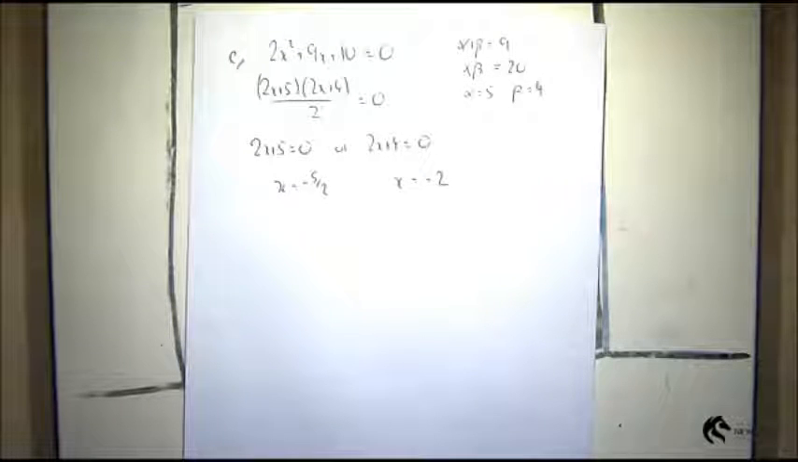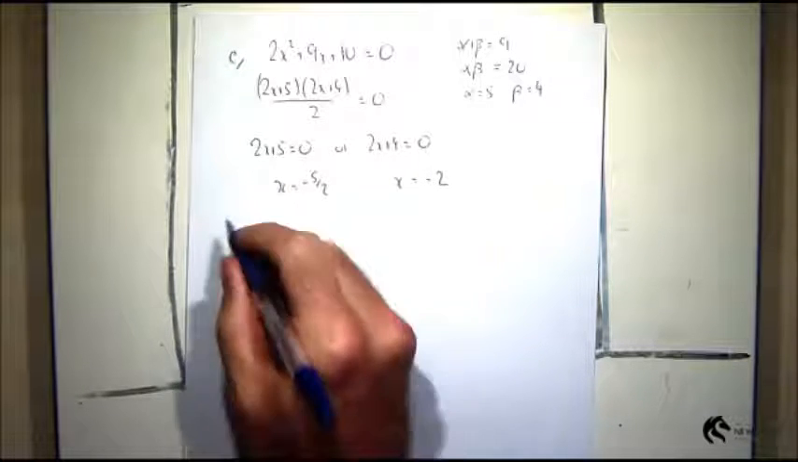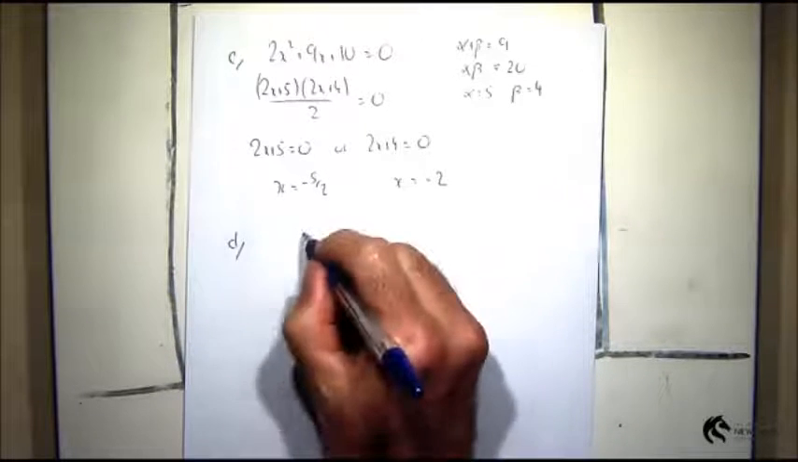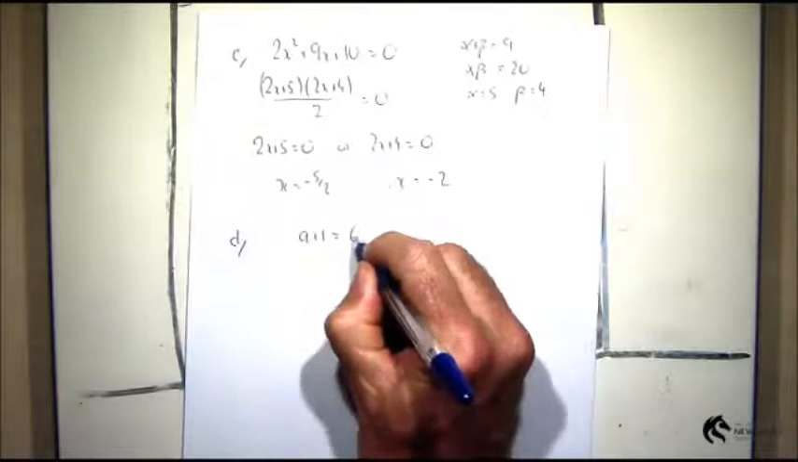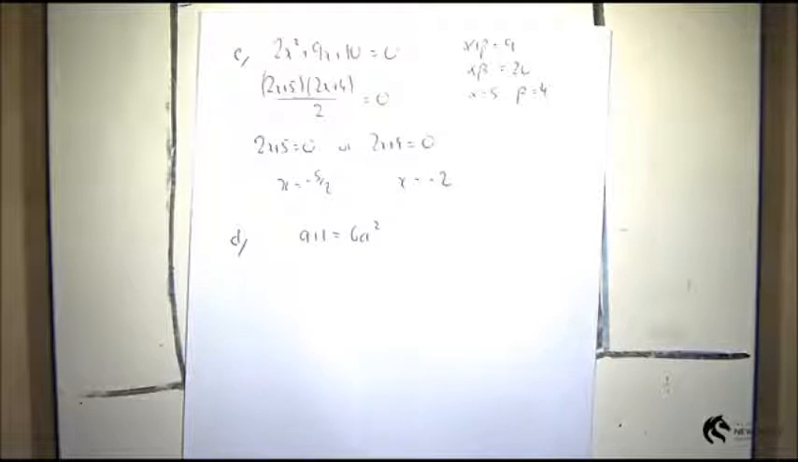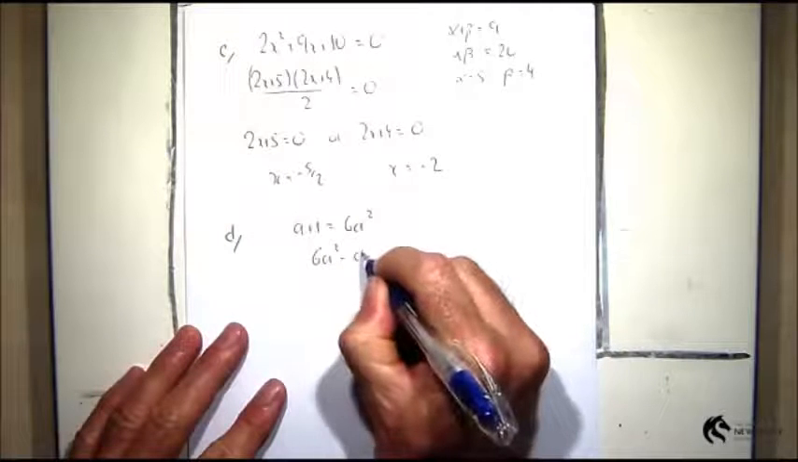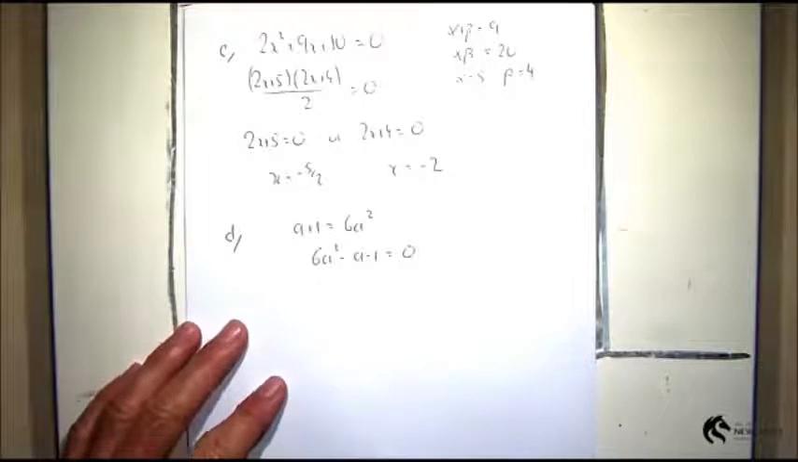Let me do one more. D. A plus 1 is equal to 6A squared. Once again, I want that in the form of quadratic trinomial equal to 0. So that's the same as saying 6A squared minus A minus 1 is equal to 0.